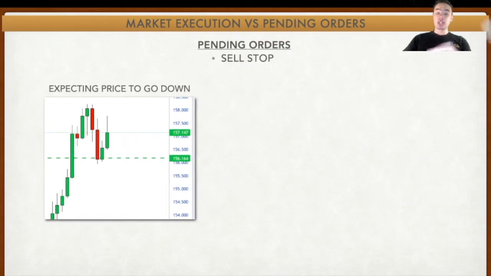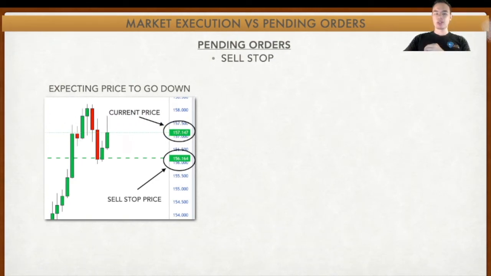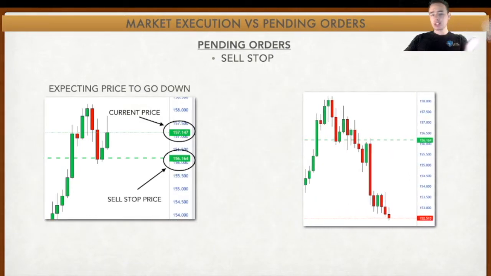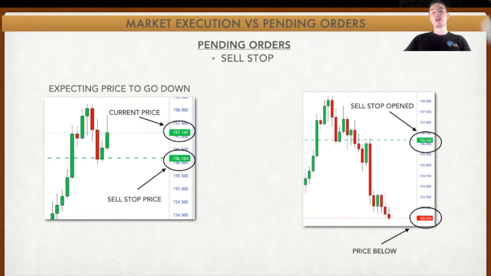Expecting price to now go down. So there's your sell stop price, and here's the current price. So the current price is 157.147. You expect price to go down, so you want to enter at 156.164. So as you can see, price went down. It opened at 156.164, and then price fell to 152.510.